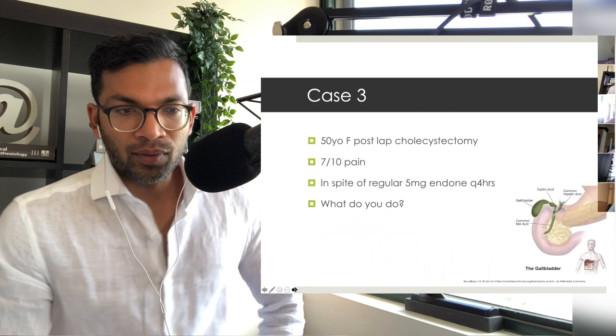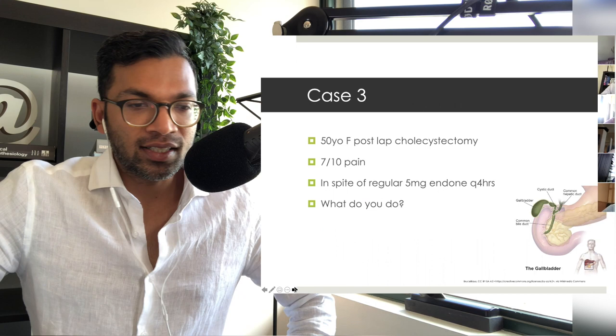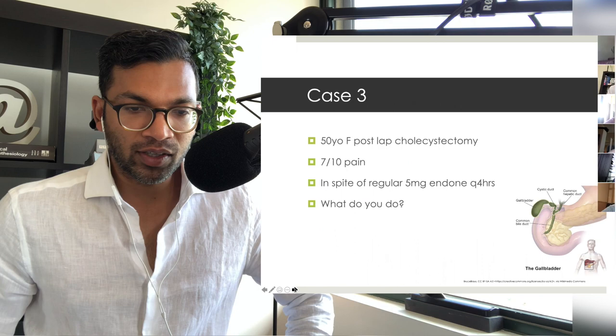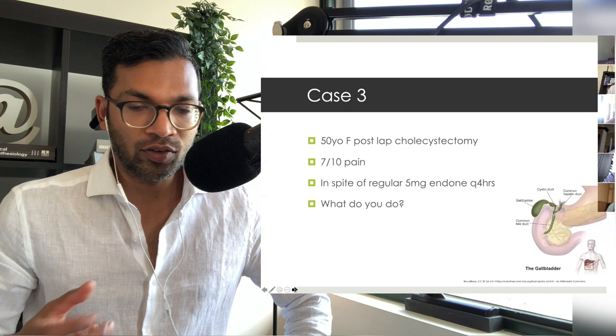Okay, case 3, a 50-year-old female, post laparoscopic cholecystectomy. The patient has 7 out of 10 pain in spite of the regular 5 milligram endone every 4 hours. So you've done your full multimodal analgesia. You've given a decent dose of 5 milligrams endone, and the nurse is charting it, giving it every four hours, and the patient's still in a lot of pain. What do you reckon you do?